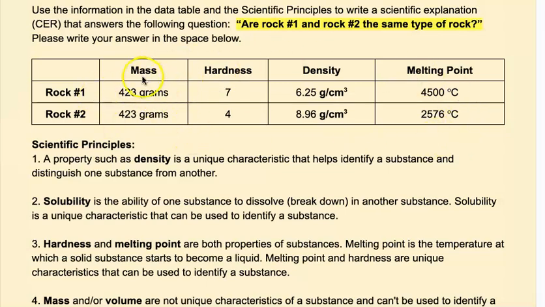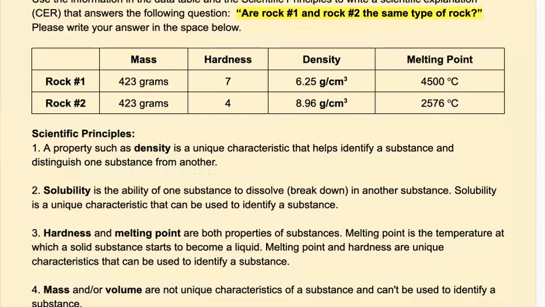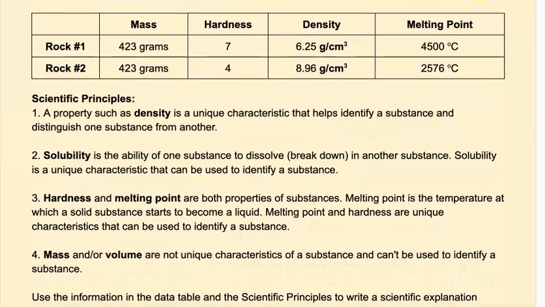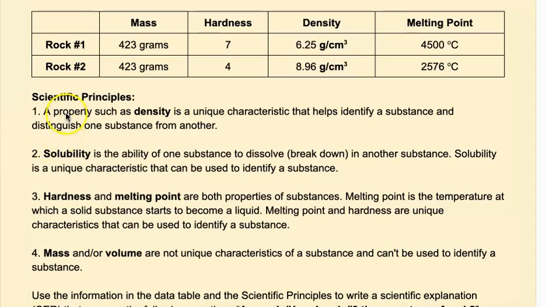So when we look at this, some of you might be able to look at it and say, ooh, I know they are the same, or ooh, I know they're not the same. But if you're a little confused and you're not sure, what I would suggest you do is look at the scientific principles. So for example, 1, a property such as density is a unique characteristic that helps identify a substance and distinguish one substance from another. Well, density is up here, and it's a unique characteristic and helps to identify a substance. So this is pretty important. And right now, they look a little different. So I'm starting to lean towards, well, maybe they're not the same.